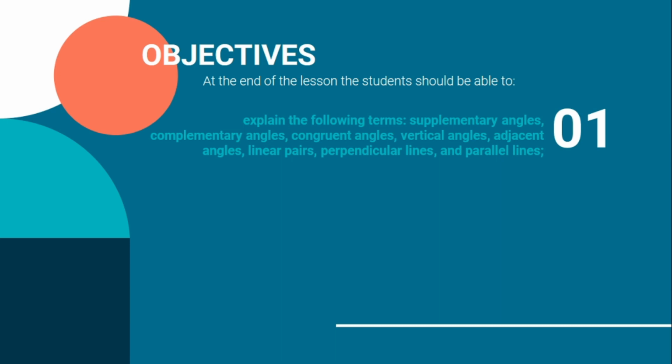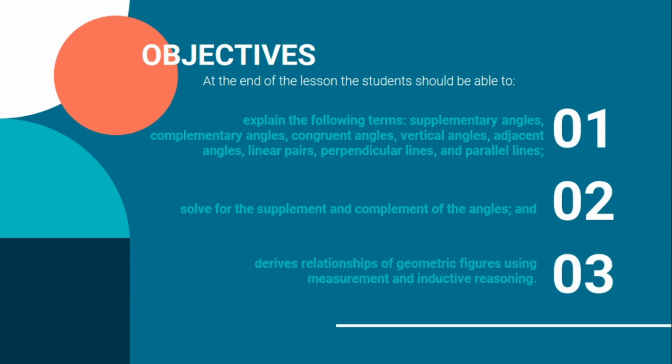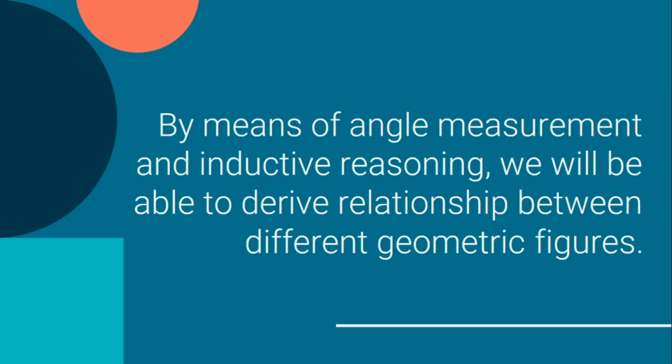Now, for our objectives, at the end of this lesson, you will be able to first explain the following terms. So we have supplementary angles, complementary angles, congruent angles, vertical angles, adjacent angles, linear pairs, perpendicular lines, and parallel lines. And for the next objective, we are going to solve for the supplement and complement of the angles. And last is derive the relationship of geometric figures using measurement and inductive reasoning.